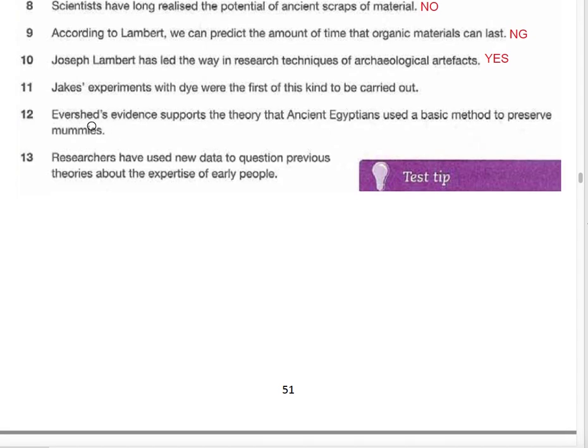Let me read 12 to be more clear. Evershed evidence supports the theory that ancient Egyptians used a basic method to preserve mummies. Mummies are what ancient Egyptians, how they preserved people who have died. They're pharaohs, the people that died. And it's called mummifying the bodies. So they would use some special kinds of preservatives to keep the body from decaying. Okay.